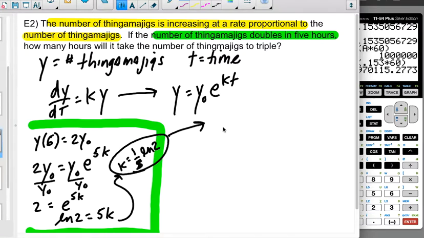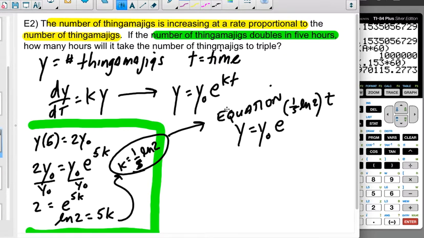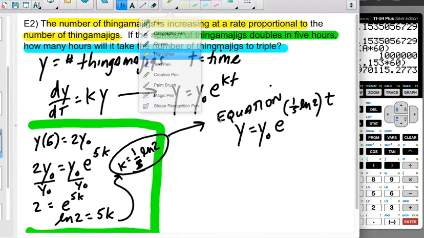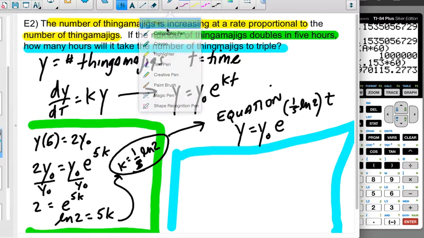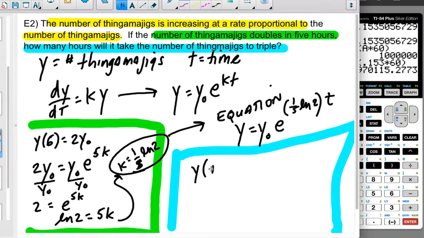So now that I know that, I know the equation for this thing: y equals y naught e to the k, which is 1/5 the natural log of 2, times t. So there's my equation. Now I'm asked to use that equation. I'm asked how many hours will it take for the number of thingamajigs to triple? Well, if we do that work right here, the question they're asking me is, y of some mystery value is triple the original. Find t. That's what we're being asked to do.